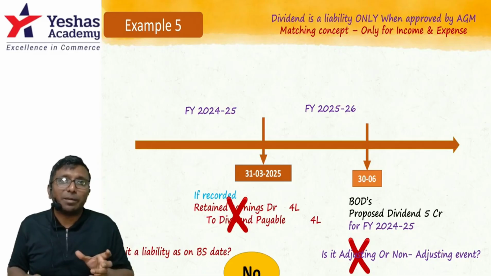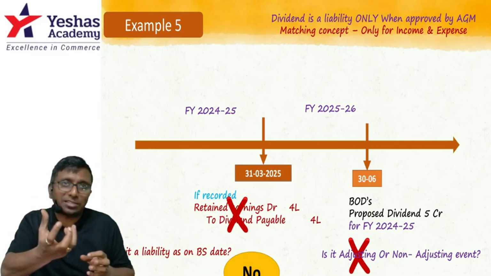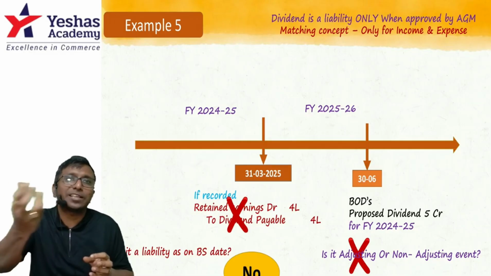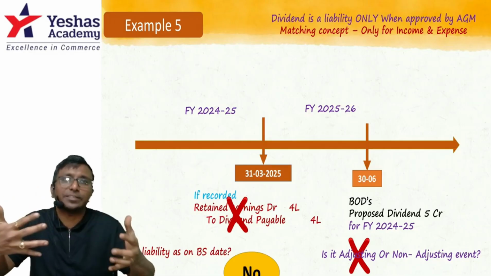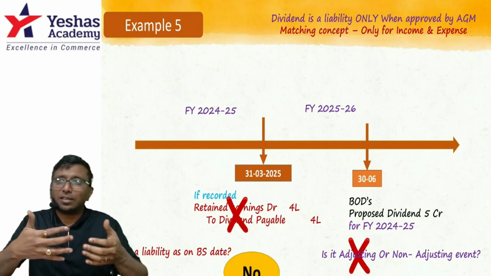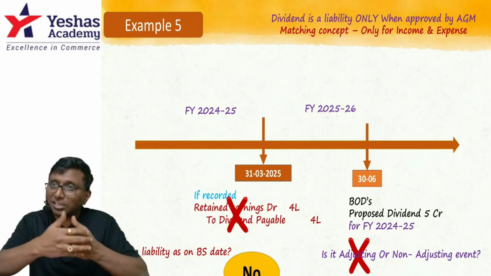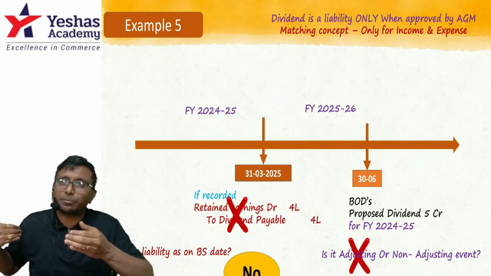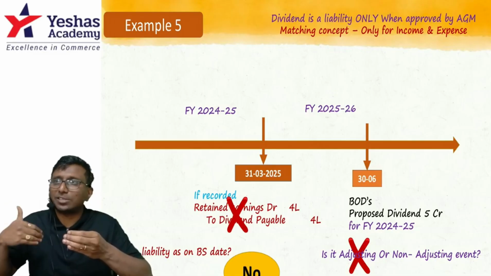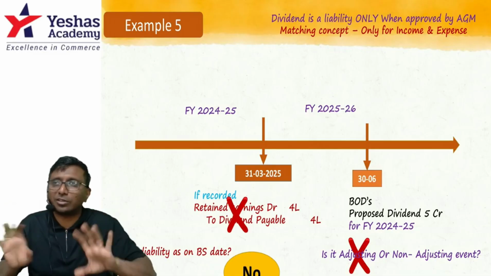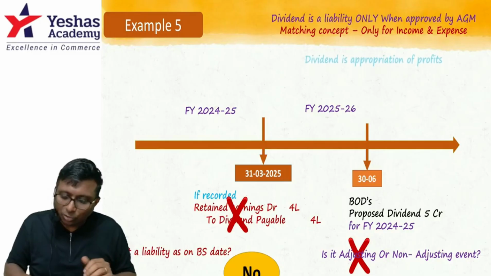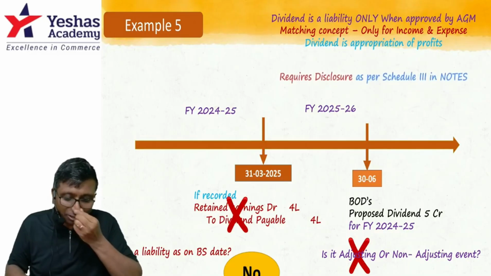Is it applicable? Matching concept is related to the P&L statement. P&L statements means income and expenditure. Matching concept you should think of for P&L expenditure and income. Dividend is appropriation of profit. That's why don't say matching. This is 2024-25. No, it will not work out. So you should not apply. Dividend is appropriation of profit.